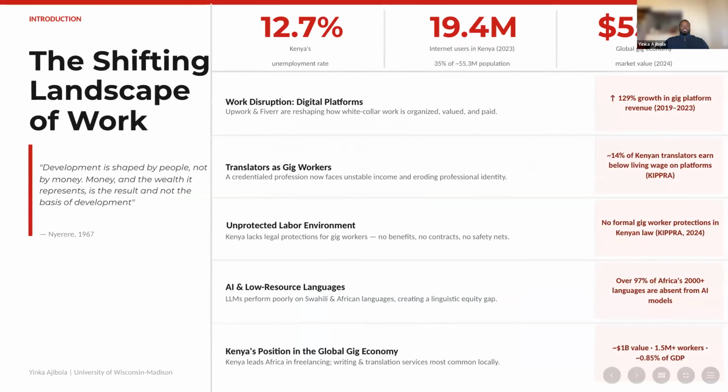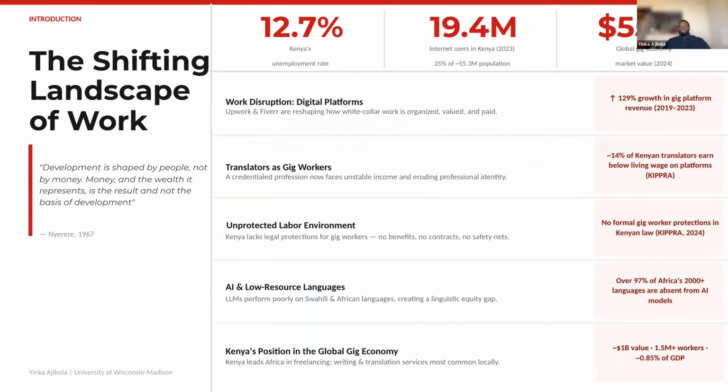And so moving forward, I would like to start with a quote from Julius Nyerere of Tanzania in the year 1967. It said, "Development is shaped by people, not by money. Money and the wealth it represents is the result and not the basis of development."